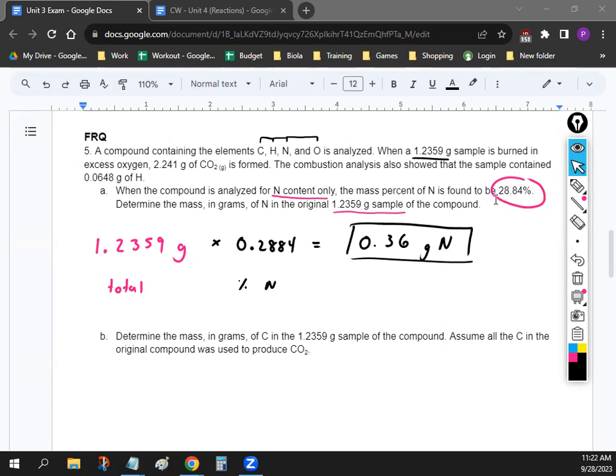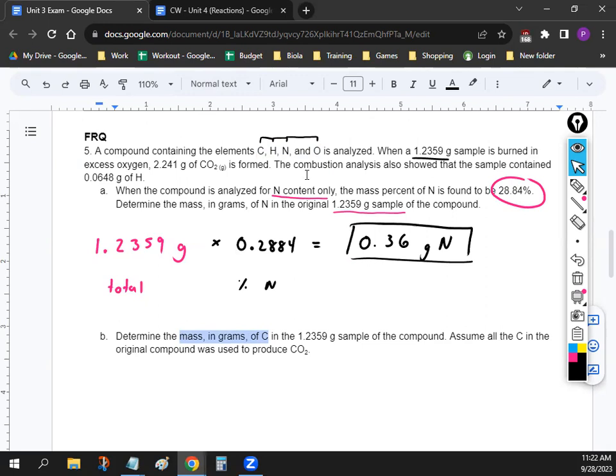All right, let's move on to part B. So for part B, it's asking you now. So like we said, the original compound is made of carbon, hydrogen, nitrogen, and oxygen, right? We just found how much of it is nitrogen. Now it's asking you for the mass in grams of carbon, okay? And it's telling you to assume all the carbon is used to produce CO2.